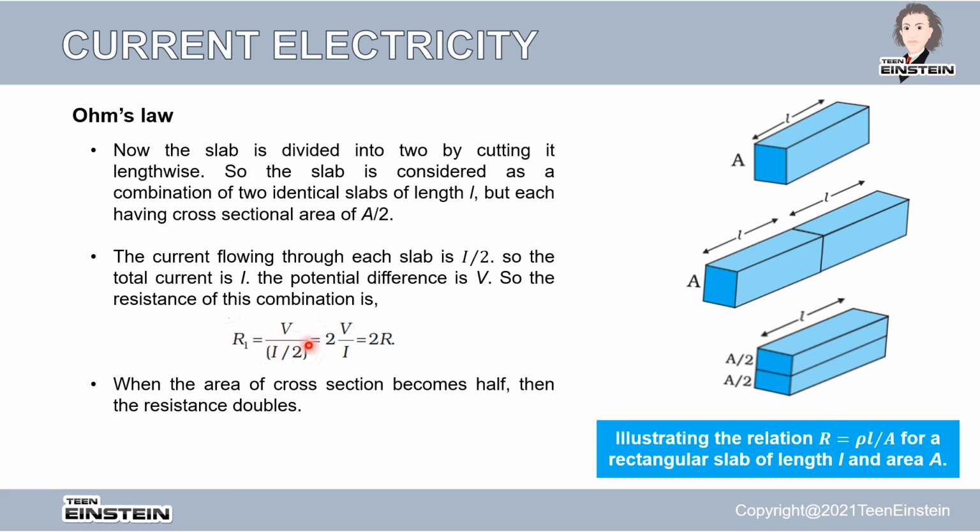Resistance of this combination equals V by I. And now I becomes I by 2, so V by I by 2. Now we have 2 multiplied by V by I, which gives rise to the factor 2R. So for this particular combination, the resistance becomes 2R. So when the area of the cross section becomes half, the resistance doubles.